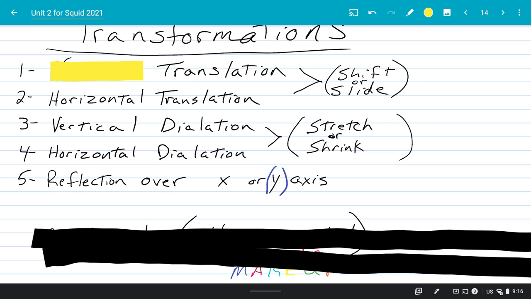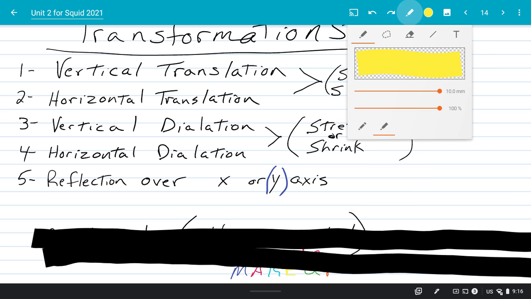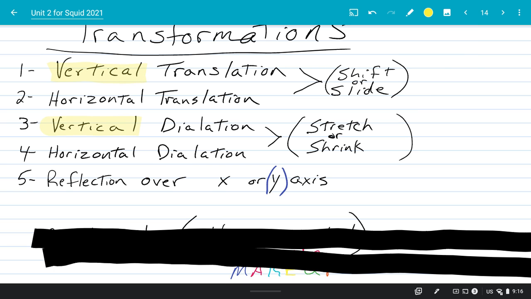A vertical translation and a vertical dilation. Let's think about a reflection. If I were reflecting something over the x-axis, what direction would that move? I mean up or down. Up and down. What is that? Something that's moving up or down. That is vertical. So I want you to put that right underneath there. If we're reflecting something over the x-axis, that is vertical. If we reflect something across the y-axis, that would be horizontal.